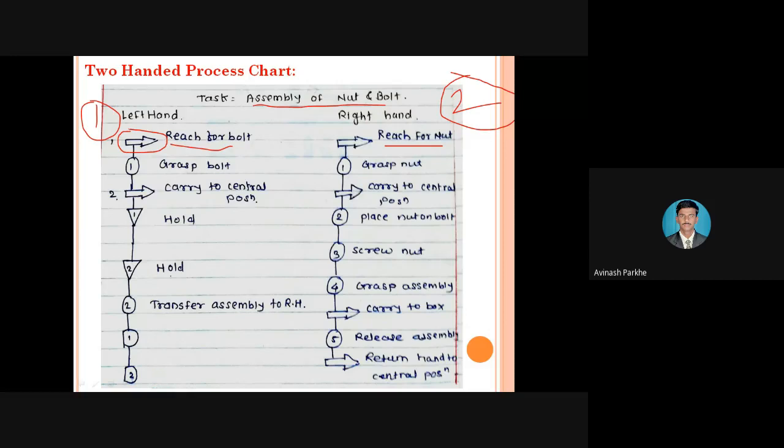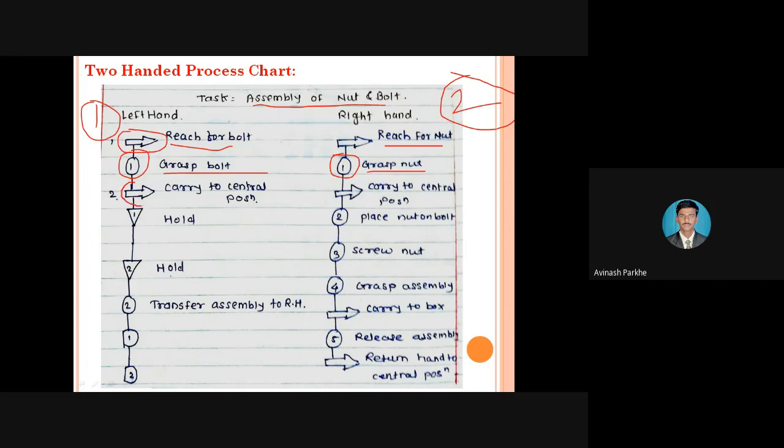You can see transport means your left hand is moving towards the bolt to pick it up, and your right hand is moving towards the nut to pick up that nut. Then the second operation we are performing, grasp the bolt, means that man takes that bolt in his hand. Similarly, the same man takes that nut in his other hand. Therefore the second is represented by the operation. That means that man is performing one operation on that nut and bolt. Therefore it is represented by the circle.